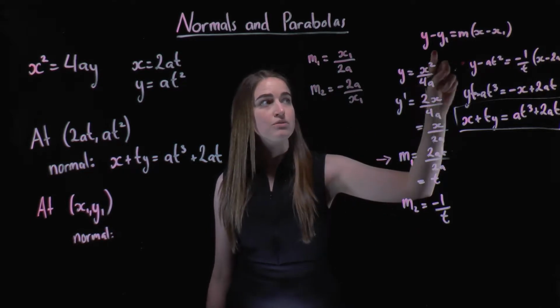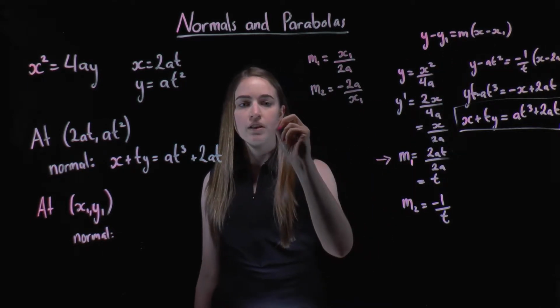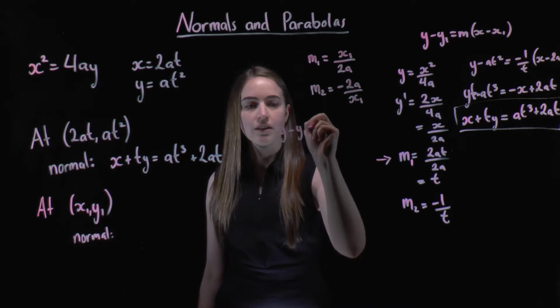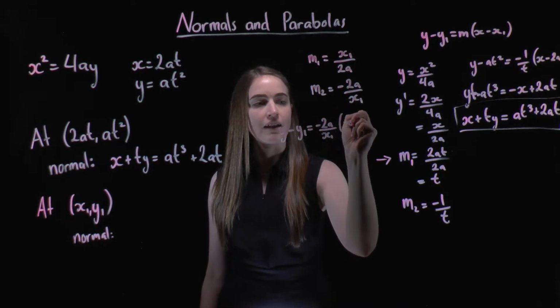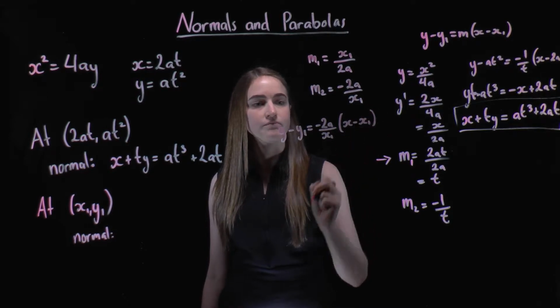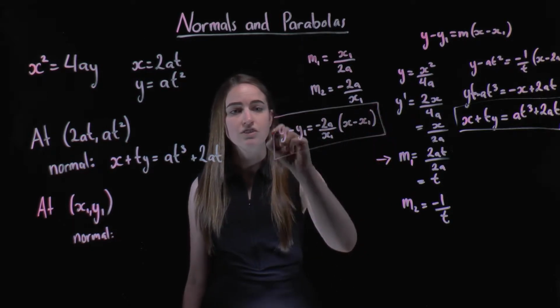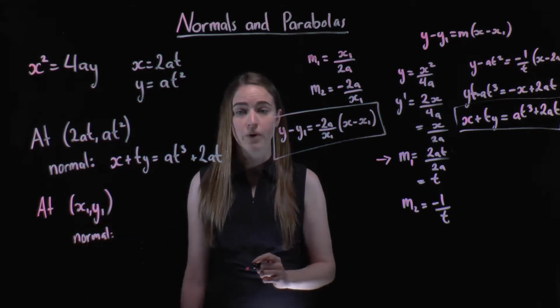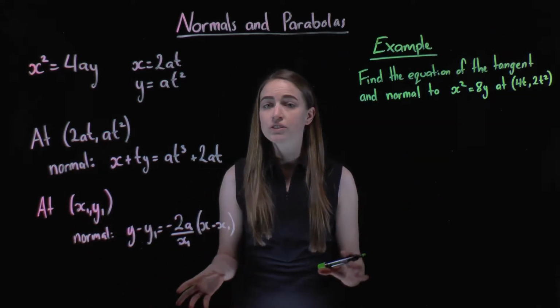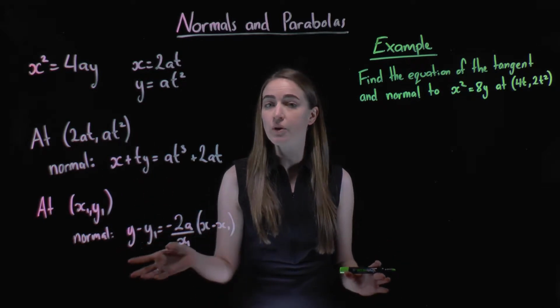Now that we've got that, we can substitute into this form here. So we're going to have y minus y1 equals minus 2a over x1 outside of x minus x1. So this is the formula that's on your formula sheet if you're given a point in the form just x1, y1. So in our last video, we looked at equations of tangents, and now we've looked at equations of normals.